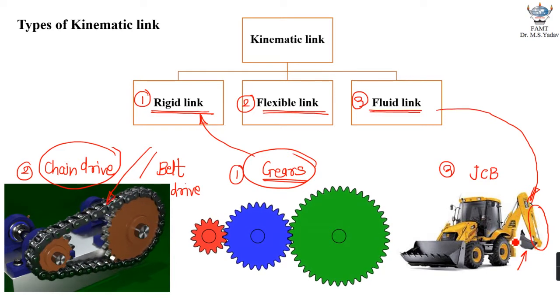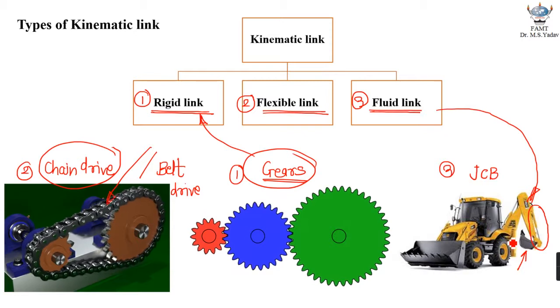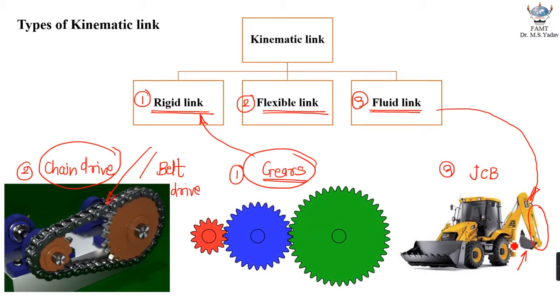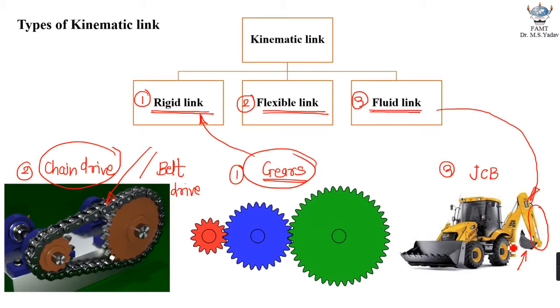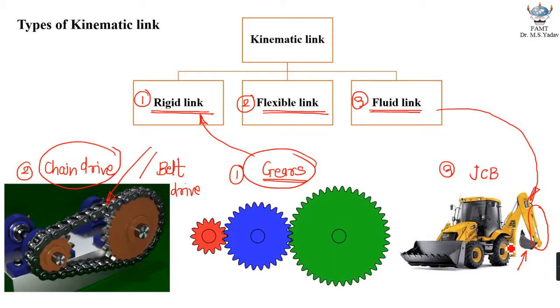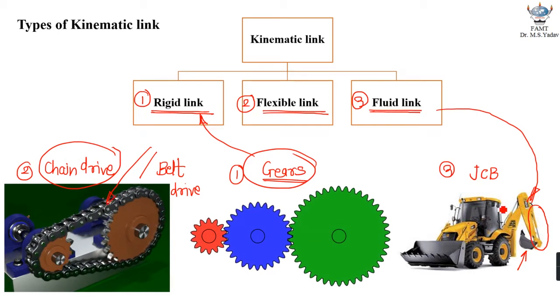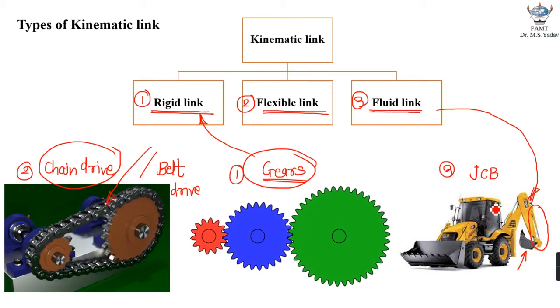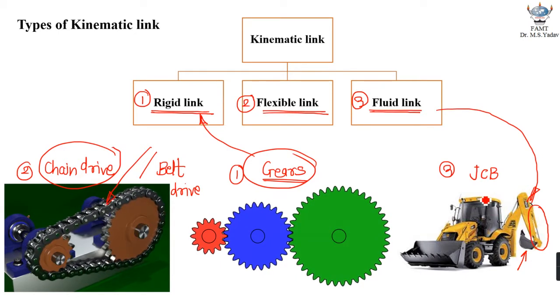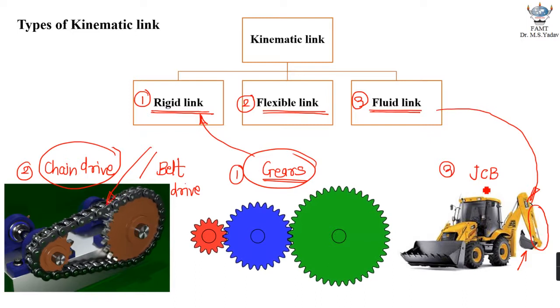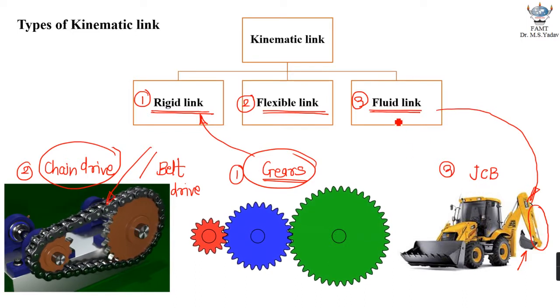Now, in this case, the pressurized fluid will be pushing the piston in and out, and that motion will be used or transferred to the bucket to do different earth moving operations. Now, in this case, the motion between two links is obtained through the pressurized fluid, and hence this type of link is typically called a fluid link.